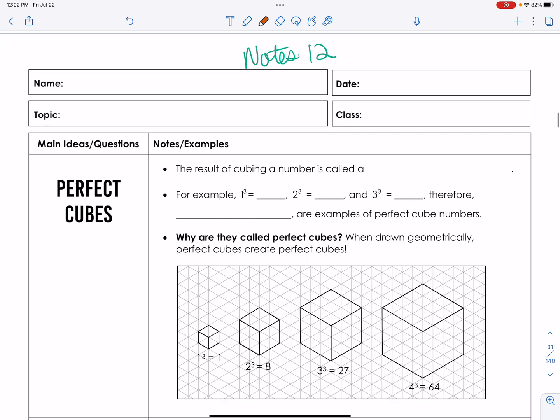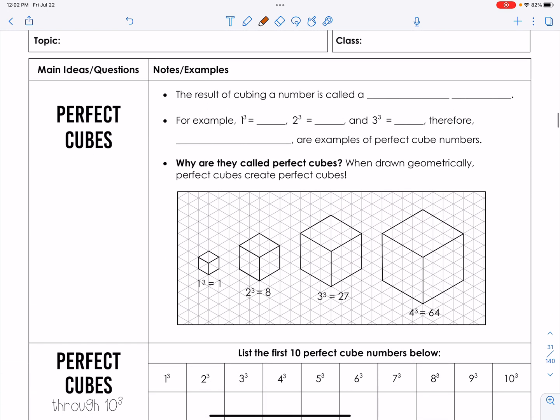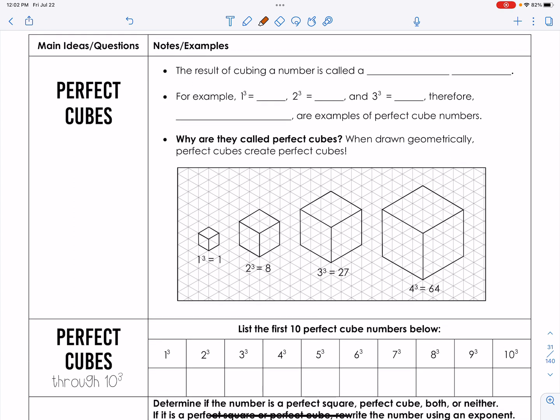We're going to also look at perfect cubes. Okay, a perfect cube is the result of cubing a number. The result of a perfect cube is one that comes out evenly if you multiply it 3 times. 1 cubed, 1 times 1 times 1 is 1. 2 times 2 times 2, 2 times 2 is 4, 4 times 2 is 8. 3 times 3 times 3, that's 9. 9 times 3 is 27. These are examples of perfect cubes. So 1, 8, 27 are perfect cubes.